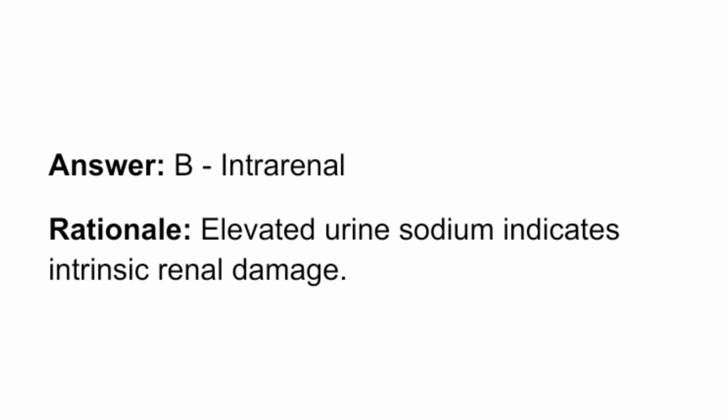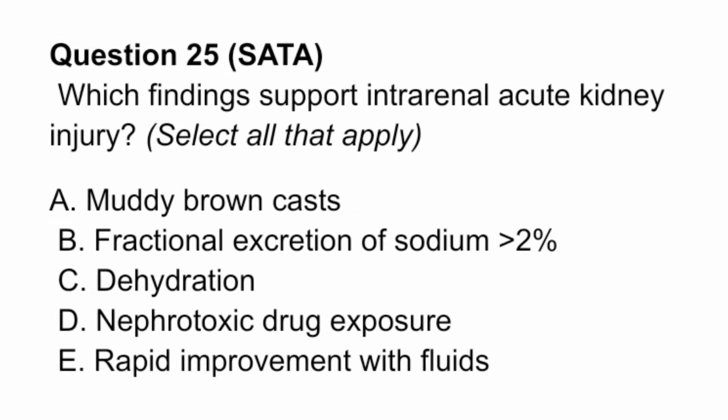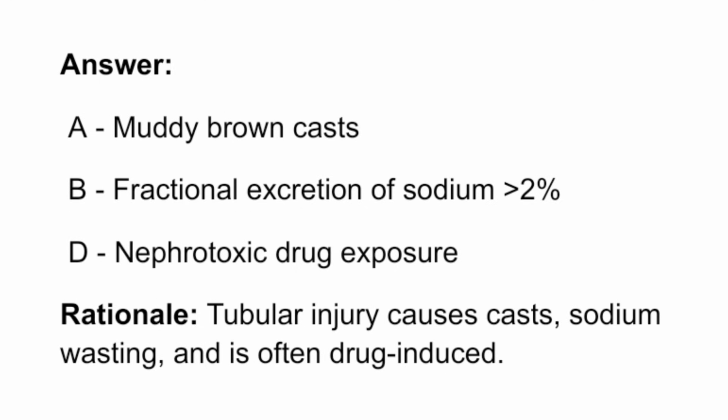Question 25. SATA. Which findings support intrarenal acute kidney injury? Select all that apply. A. Muddy brown casts. B. Fractional excretion of sodium greater than 2%. C. Dehydration. D. Nephrotoxic drug exposure. Answer: A. Muddy brown casts. B. Fractional excretion of sodium greater than 2%. D. Nephrotoxic drug exposure. Rationale: tubular injury causes casts, sodium wasting, and is often drug-induced.